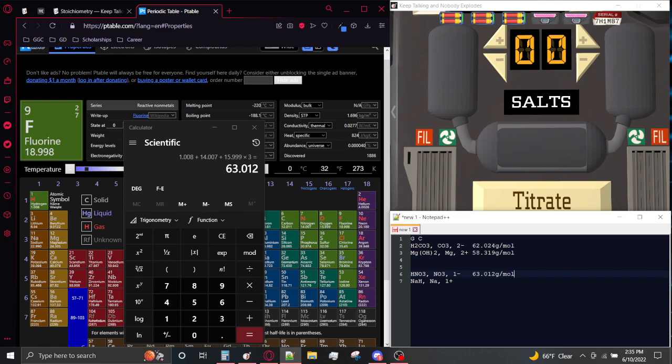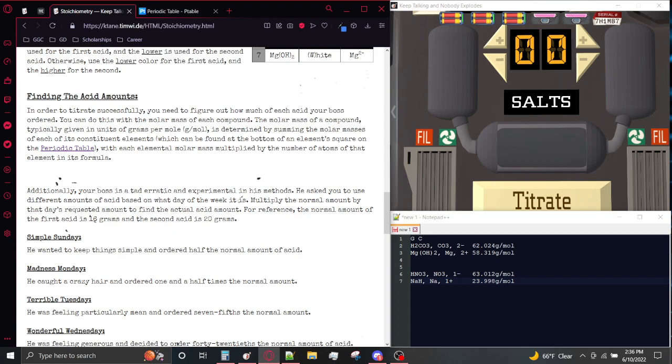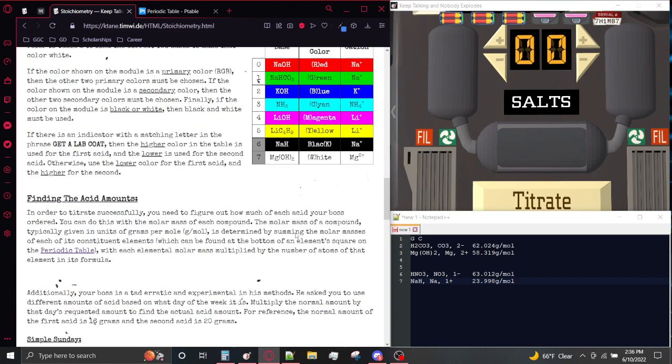63.012 grams per mole. And then finally NaH. We have Na and H, which gives us a molar mass of 23.998 grams per mole. So now that we know how to calculate the molar mass of an element, I'm going to return to that unicorn I mentioned earlier.